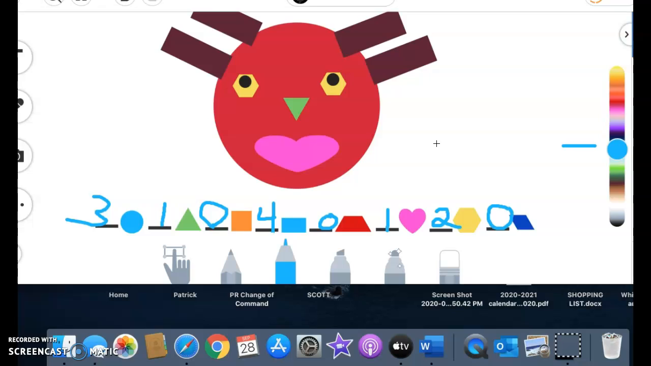Can you make a shape person? And count your shapes too. Good job.